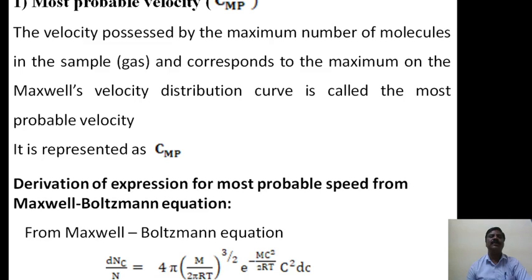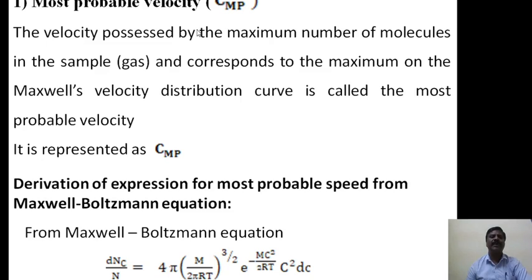Now coming to the main concept of this session. There are three types of velocities. The first one is most probable velocity. The second one is average velocity. The third one is root mean square velocity. Now we have to discuss one by one. The first one is the most probable velocity. It is represented as CMP.